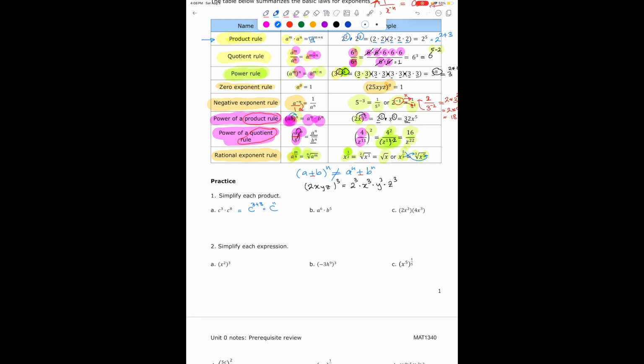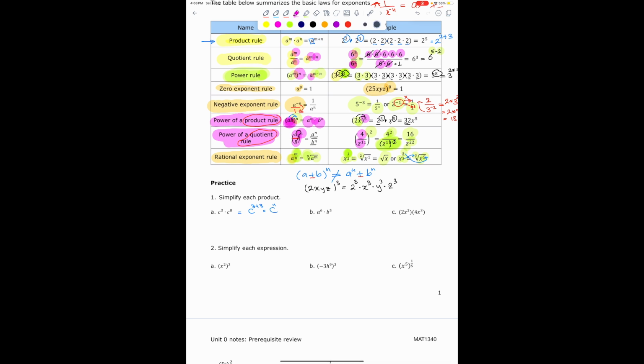B. Notice how we do not have similar bases, which means there isn't anything that can be done here. We don't have the same bases. We do not have the same exponents. So we can basically leave it like that, okay? If I want to be a little bit fancy, I can rewrite this as a times a to the 5th times b to the 5th. And you see where I'm gonna go with this.